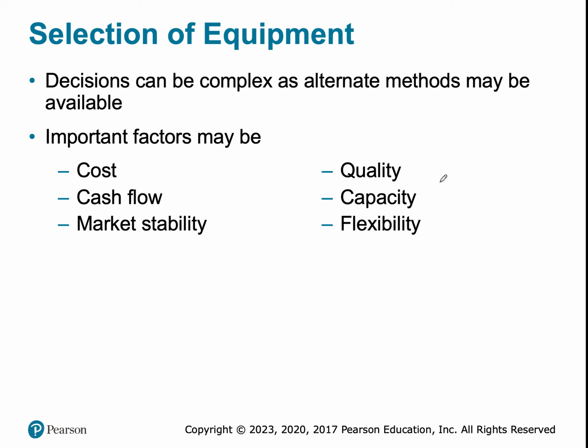Now let's take a look at selection of equipment. Decisions can be complex as alternate methods may be available. When decisions become complex, you may find alternate measures, right? Now, let's look at important factors that you need to look at when you're making decisions in your production. One is cost. You have to look at your cost. Don't make it too much, and if it's too much, people will not be able to afford your product. You go to alternative products. Then another thing you look at is quality. Do not compromise quality even though you want to reduce your cost.